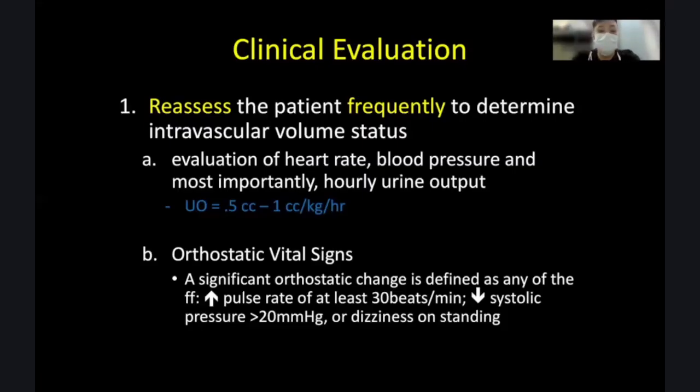The normal urine output in an adult is 0.5 cc per kilogram per hour. So in a normal 70 kilogram male, you expect at least 35 to 70 cc of urine output per hour. For pediatric patients, it's around 1 to 2 cc per kilogram per hour.